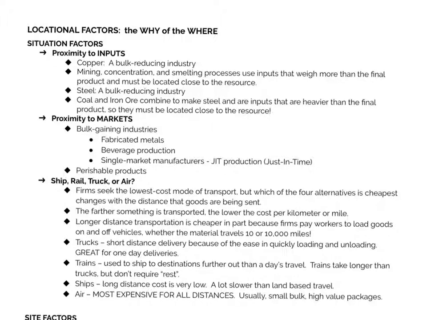Okay, so the first thing that we look at is situation factors. Whenever we talk situation factors, basically what we're talking about is what's around that area. So this is like relative location. It's not exactly the dot on the map. It's more like, if I do decide to locate here, what all will I have access to? Kind of like in a circle, right?